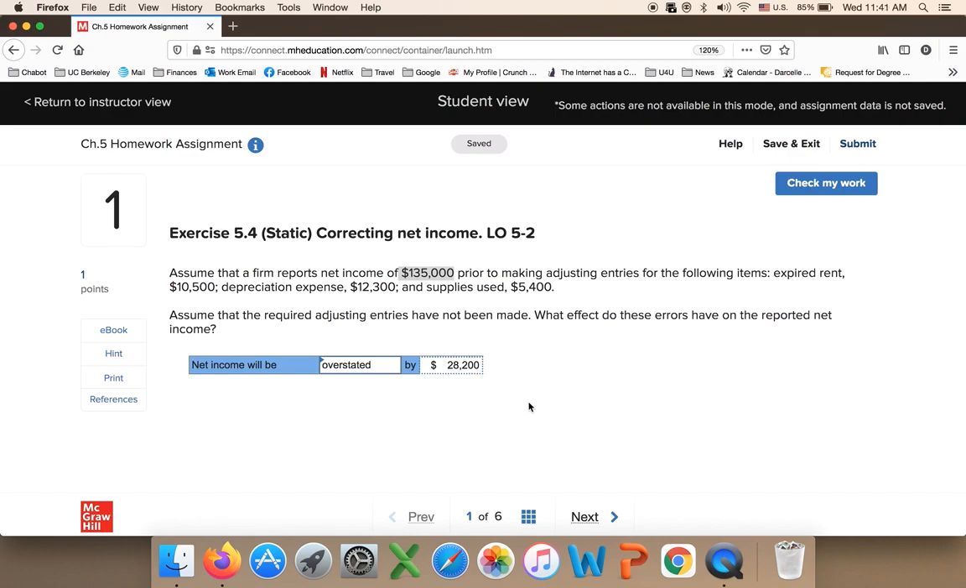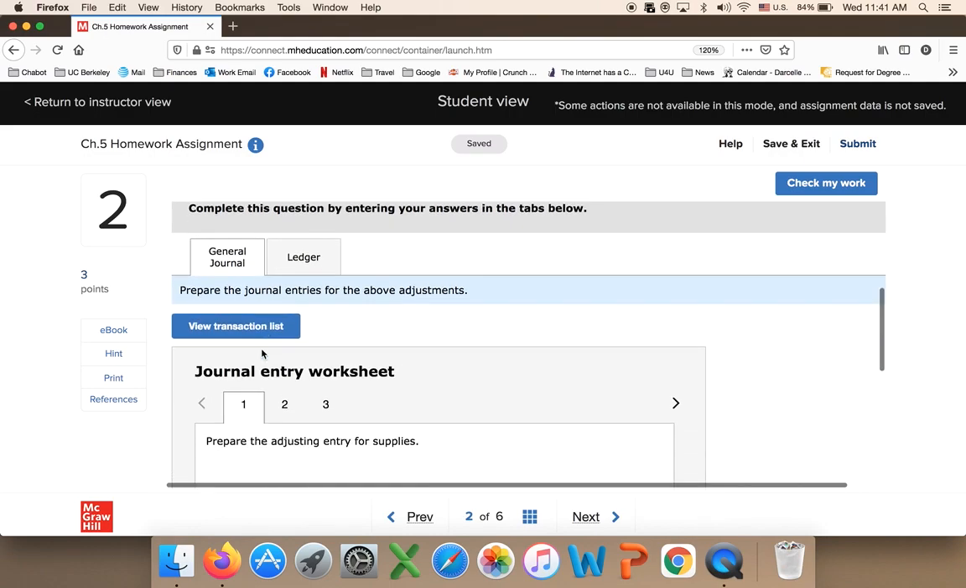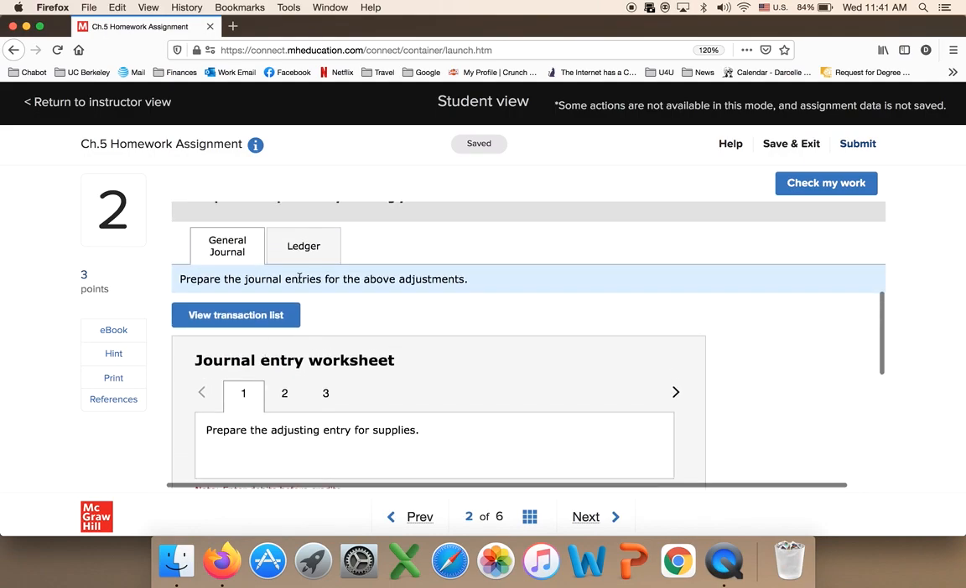That's it. Again, every adjusting entry is a debit to an expense and a credit to an asset. So if I fail to record an adjusting entry, your expenses are too low, which means net income is too high, overstated. Okay, the next assignment, number 2. We're given this information and we have to journalize adjustments and then post them in the ledger.